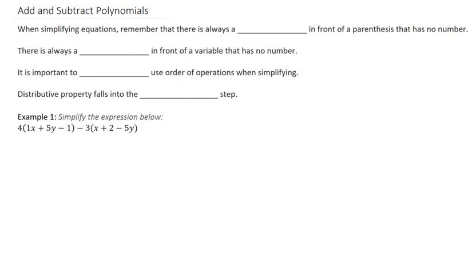Add and subtract polynomials. When simplifying equations, remember that there is always a 1 in front of the parentheses that has no number. And there is always a 1 in front of a variable that has no number. And it's always important to use order of operations when simplifying. And remember, distributive property falls into the multiplication step. So let's look at this first example.